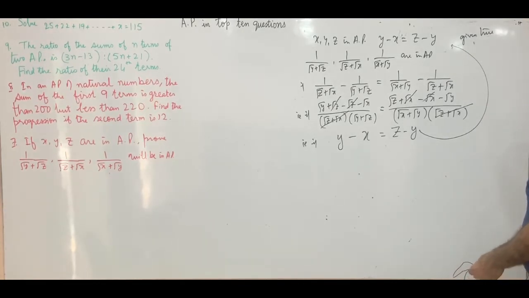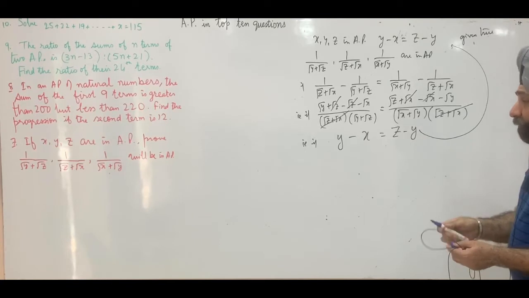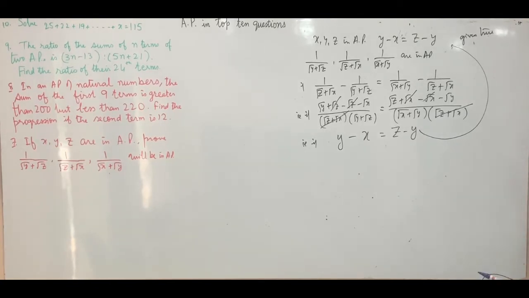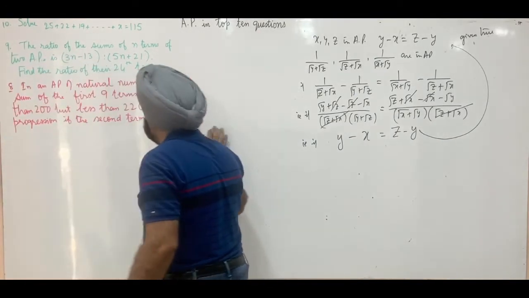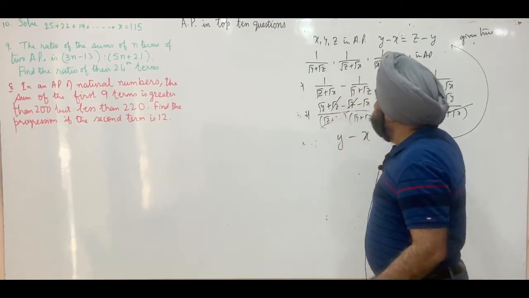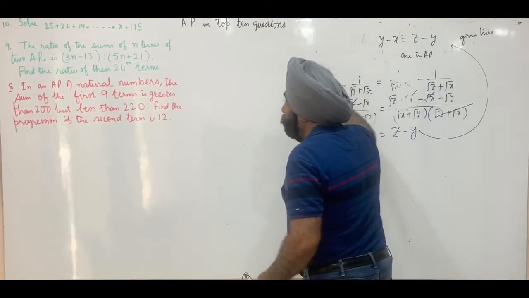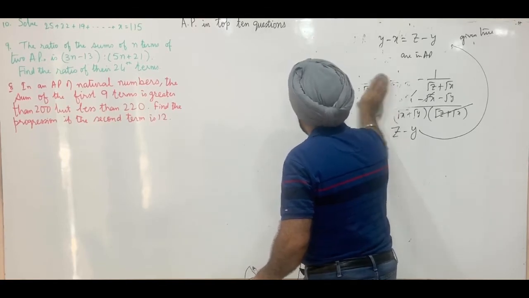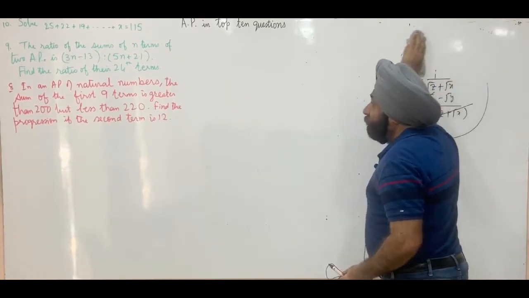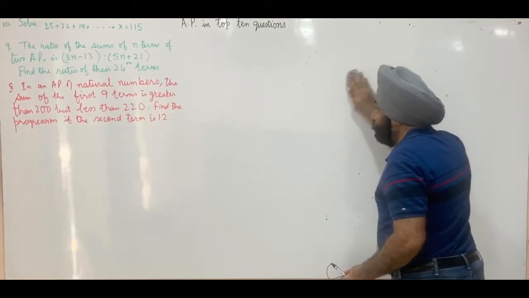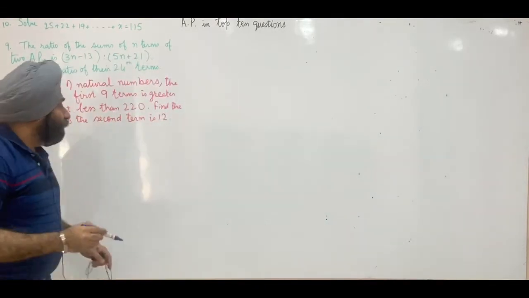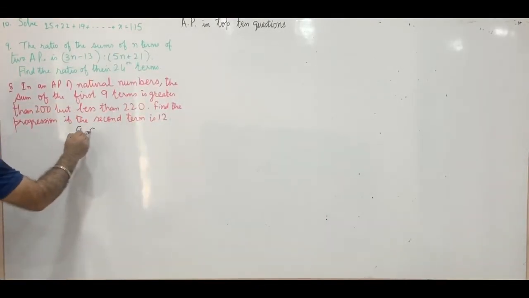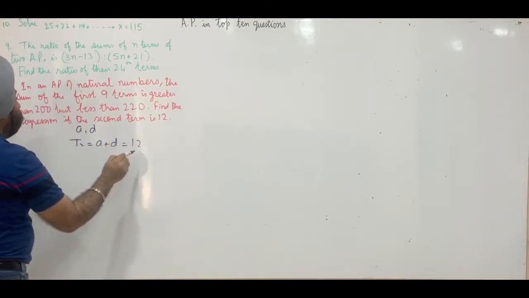Now coming to the next one, which is the 8th. We are given an AP of natural numbers. For an AP of natural numbers, the first term and the common difference will be natural numbers. We are given the sum of the first 9 terms is greater than 200 but less than 220. Further, the second term is given as 12. So let us say the first term is A, common difference is D. Second term is A plus D, that is equal to 12.